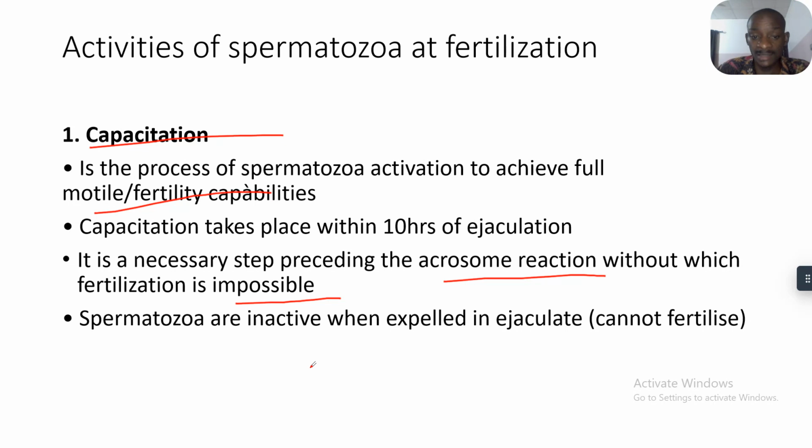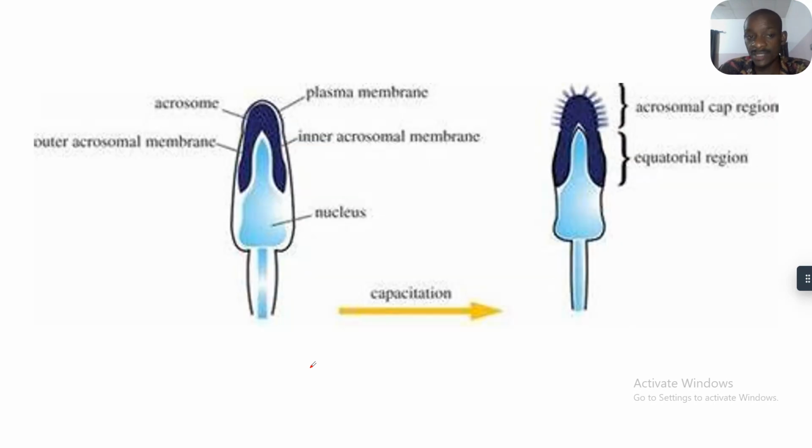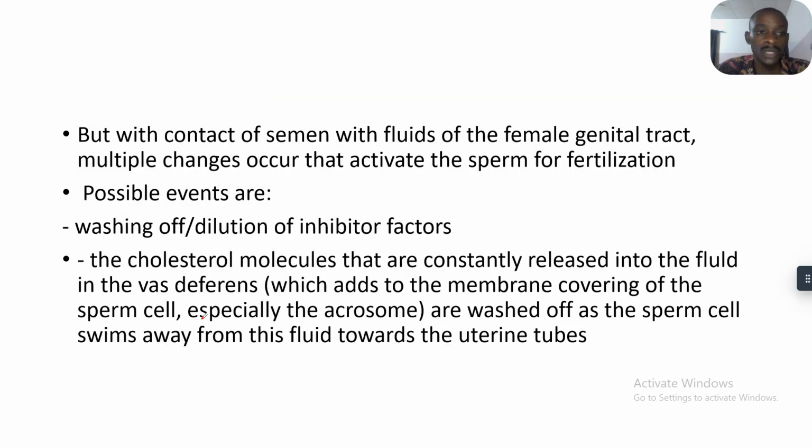Spermatozoa are inactive when expelled in the ejaculate, and they can't fertilize. There are some activities that are meant to take place to activate these spermatozoa so that they can fertilize an ovum. With contact of semen with fluids of the female genital tract, multiple changes occur that activate the sperm for fertilization.